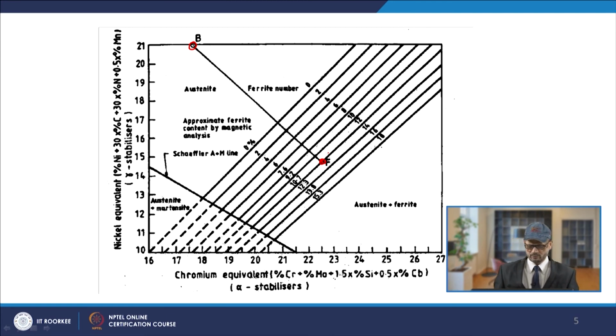So this is how you are going to use it. We have already seen the use of the Schaeffler diagram, and then this is the Delong diagram, where nitrogen is there. In that case, we can use this Delong diagram.